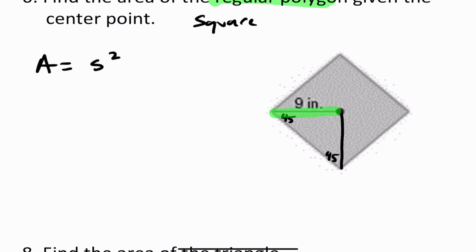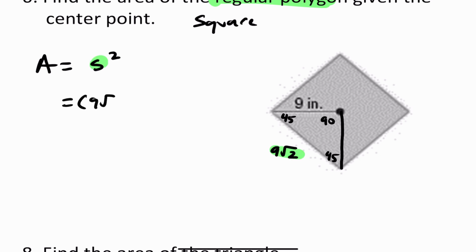And look, we have a triangle. So 45, 45, that means that this angle here is going to be 90 degrees. So you're dealing with the special right triangle. So if it's across from 45 degrees, then this side here is 9, this side here is 9, and then across from the 90 degrees, this is going to be 9 times the square root of 2. So that is your side length. So I can go ahead and replace the S with 9 root 2.